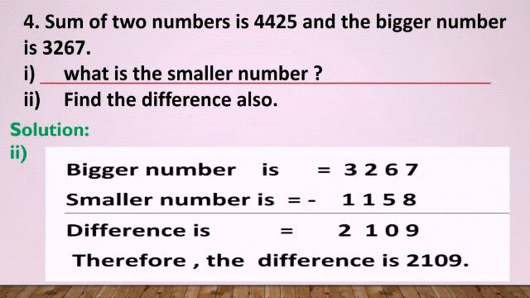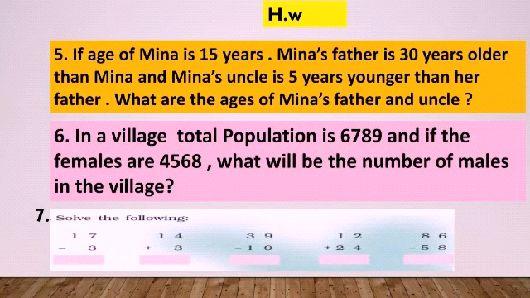Just check it with me whether I am right or wrong. After subtraction, we have got 2,109. Therefore, the difference is 2,109. So it is also a two-step word problem. As you know the keyword and you understand the subtraction meaning and the addition meaning, you can solve it. Now I have given you the homework. You have to solve it in your copy and write the answer in the comment section.